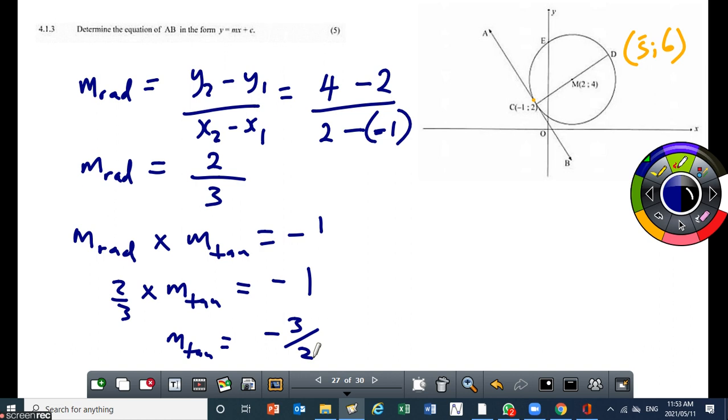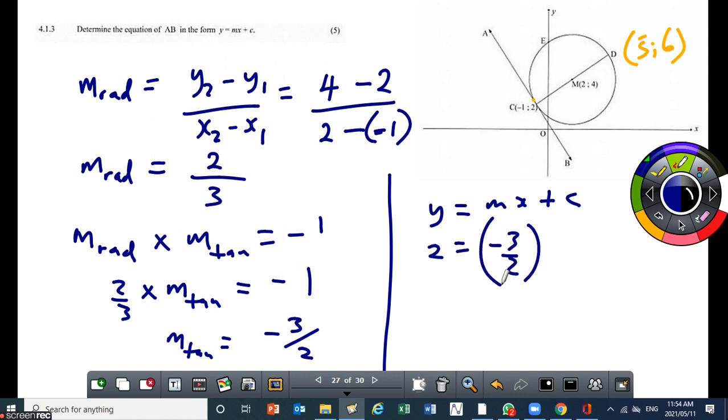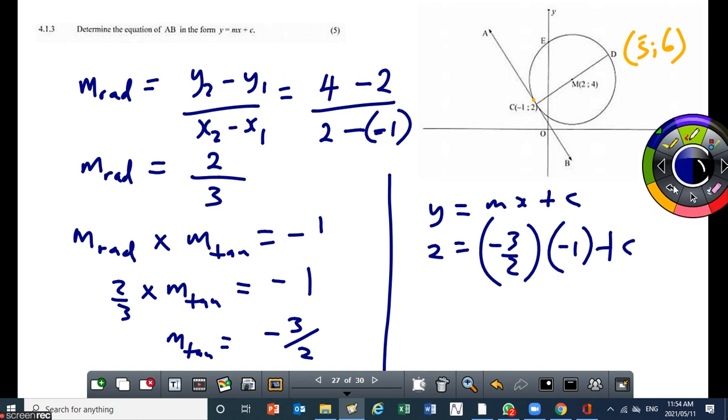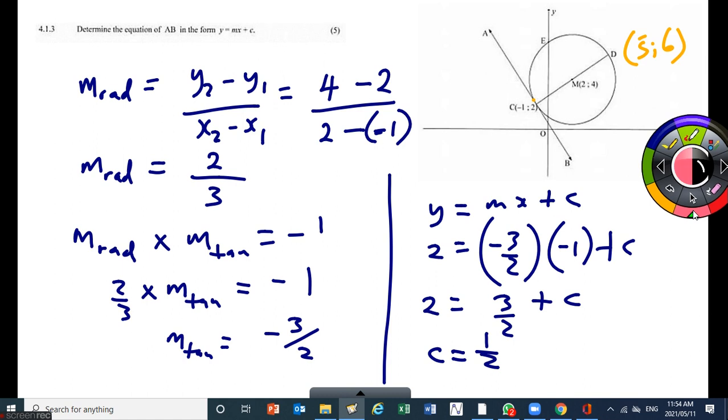Once you get the gradient of the tangent, it becomes a piece of cake. Grade 9 way. So, y equals mx plus c. In this case, you have no other option. You have to use the coordinates of C because that's the only point we know along the tangent. So y is 2 there, my m is -3 over 2, my x is -1. So I'll get 2 equals +3 over 2 plus c. You take 3 over 2 to the left, you get a half. So c is going to be a half. Therefore, my equation of tangent AB is going to be y equals -3 over 2 x, and the y-intercept is positive a half. And then you are done. I'm sure you can see me doing it. It's not difficult at all.